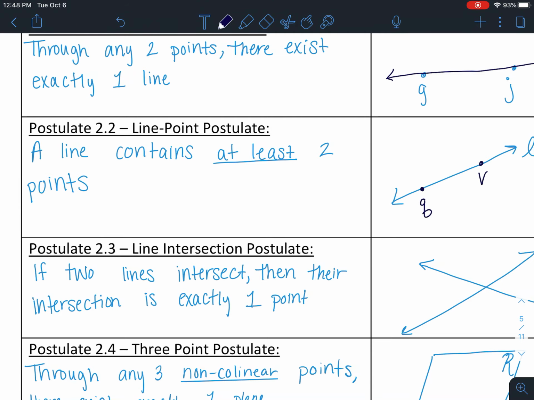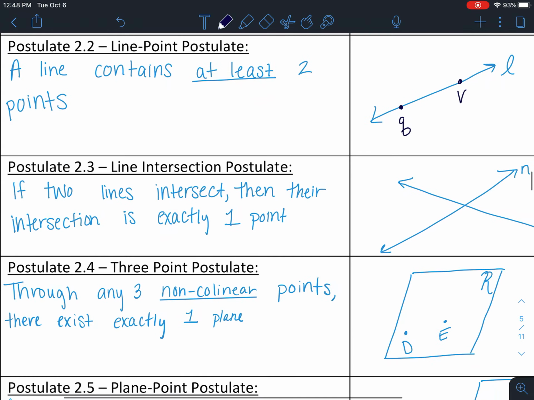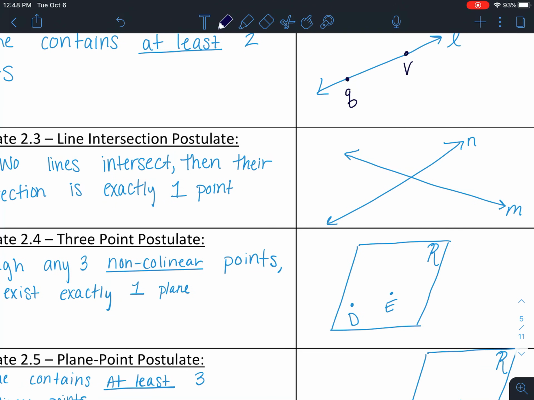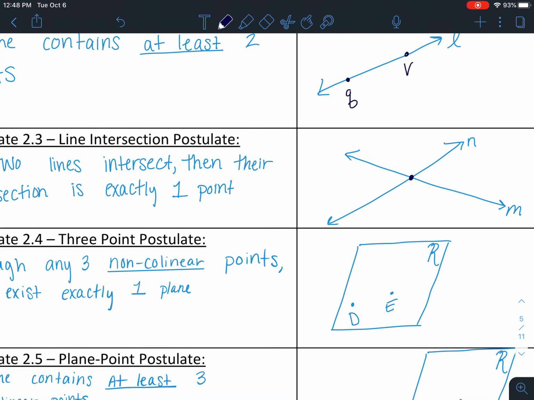2.3, the line intersection postulate. So if two lines intersect, then their intersection is exactly 1 point. So here's my two lines, M and N, and they intersect right here at this point. This will be point I, I'm going to make that a better I here. I for intersection.